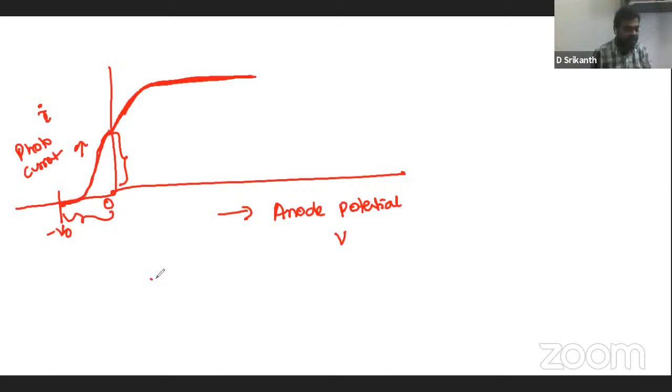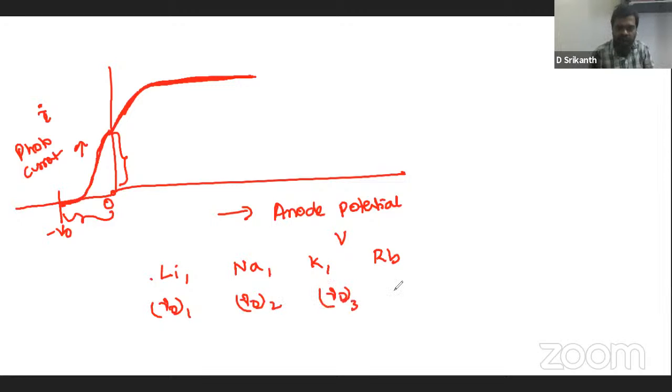Next, the final graph, stopping potential with respect to frequency. For each metal, suppose I consider lithium, sodium, potassium, rubidium, work function will be different for each metal. So the threshold frequency will be different.